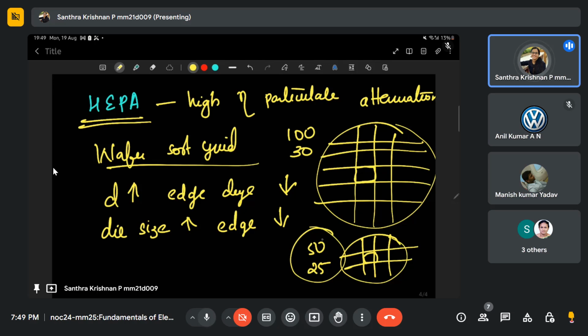Like, half of it is edge dies, but here only some, it is comparatively lesser, right? That is what he meant, I guess. Yes, ma'am.